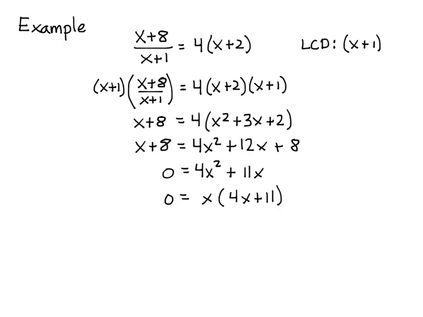The other solution is when 4x plus 11 equals 0. And so we can solve for that. We say 4x equals negative 11, divide both sides by 4, and we get x equals negative 11 over 4. So now clearly here the negative 11 fourths plus 1 won't lead to division by 0, so we're going to be good there.